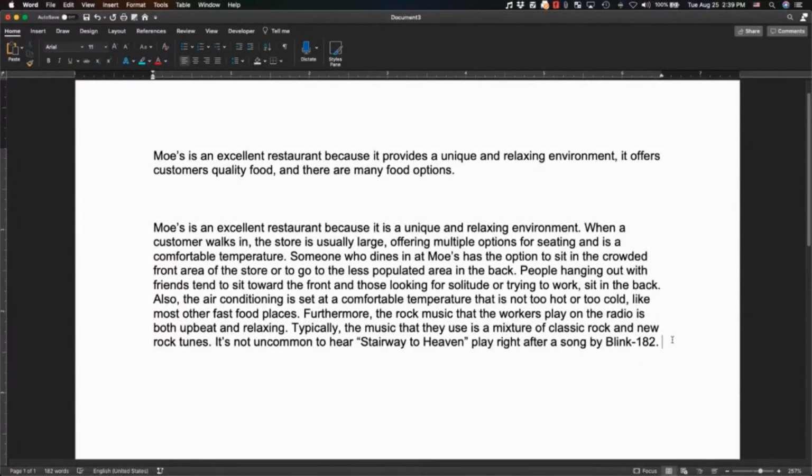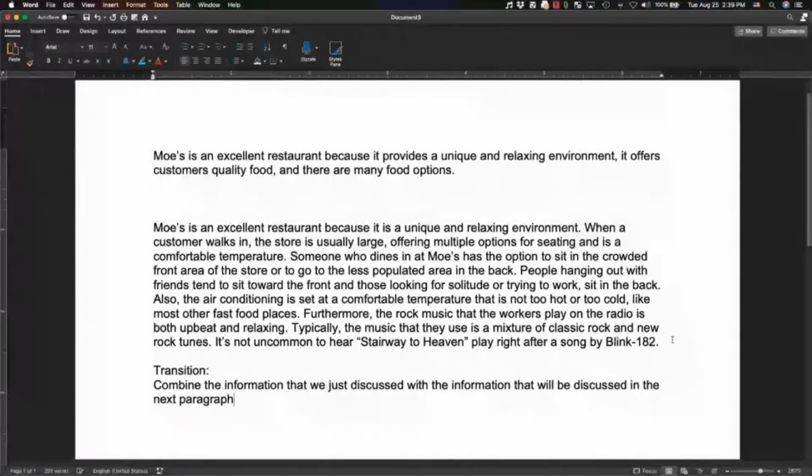So there's one more thing that this paragraph needs, and that's a transition sentence. All right, since we know that this is body paragraph 1 about a unique and relaxing environment, we know that the next paragraph is going to be that it offers customers quality food. So what we want in our transition sentence, and I'm going to write it down here so that it has a little label, is we want to combine the information that we just discussed with the information that will be discussed in the next paragraph.